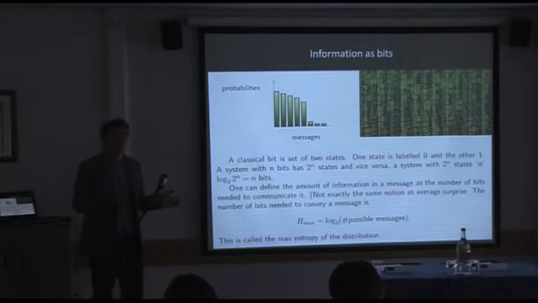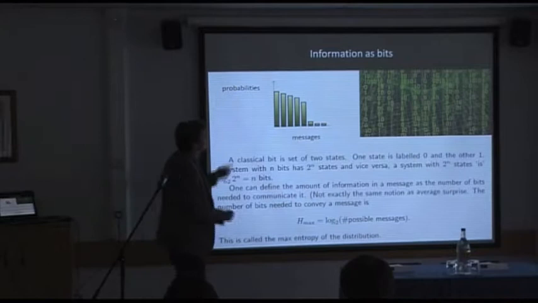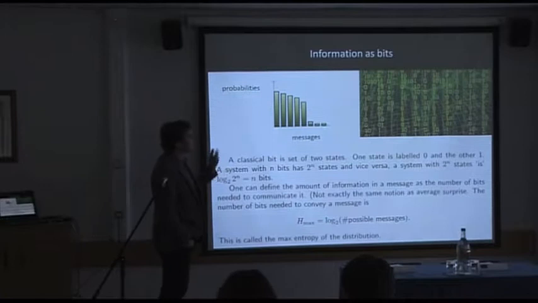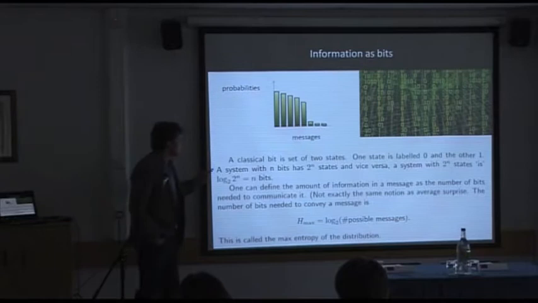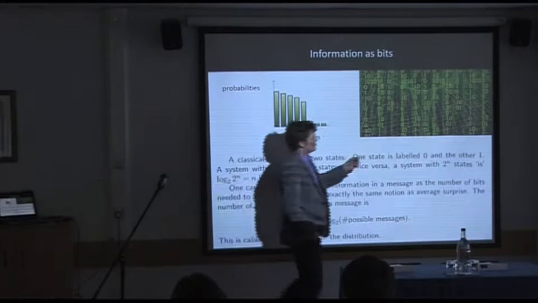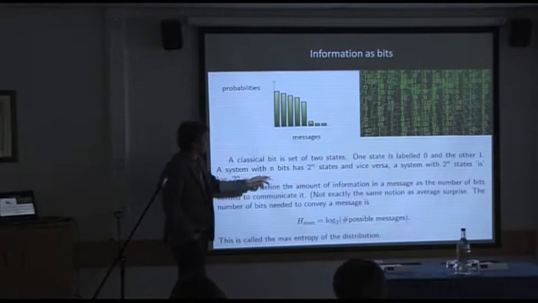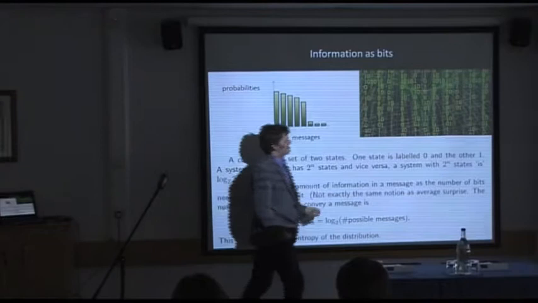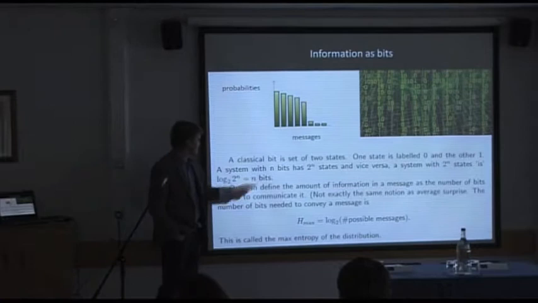Another notion, which is related but not quite the same, is to think of information in terms of bits. So say we have a probability distribution again, but this time it's going to be over some messages. Now, we're going to talk about how many bits you need to store a message. So what is a bit? Well, a bit is just a set of two possible states. One we label 0 and the other we label 1. An important thing is that if you have n bits, then you have 2 to the n possible states. And vice versa, if you have 2 to the n states, then you can associate that with n bits by taking the log. So this formula is going to appear a bit below. It's a log of the number of states that gives you the number of bits.